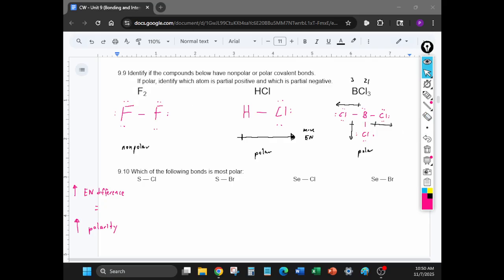With that being said, you'll probably need to look at a periodic table for this, but I want you to try 9, 10. There are 4 different bonds. I want you to identify which one is the most polar bond. That means you're going to look for the greatest electronegativity difference. Another way of saying that is you want the bond where the most electronegative element is bonded with the least electronegative element. So you're just looking for which bond has the greatest difference.